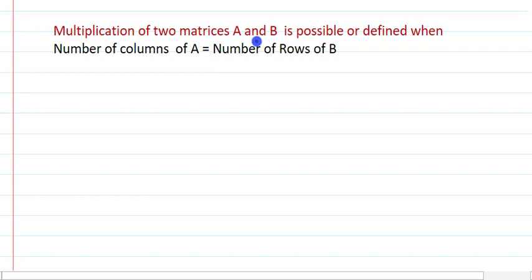Let us write a first observation. So the first observation is: multiplication of two matrices A and B is possible, or defined, when the number of columns of matrix A is equal to the number of rows of matrix B. Let us suppose that a matrix A of order m by n is there with us. So a matrix B, if we need to multiply these two, should be of order n by p, means the number of columns in matrix A should be equal to the number of rows in matrix B.